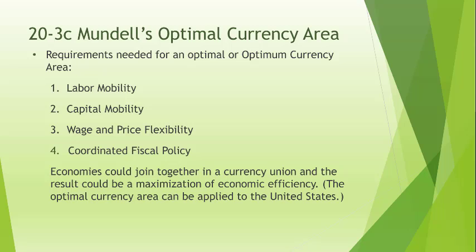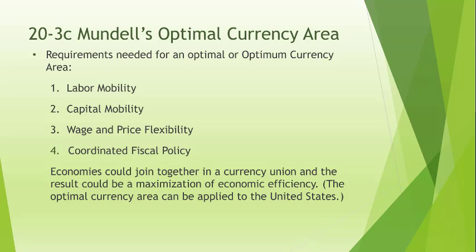Capital mobility. Money needs to be able to move between the areas, for similar reasons as for labor mobility. If there are certain opportunities for growth in a certain area, then money needs to be able to flow from one area to another. So if Texas is booming, we need money to be able to flow into Texas from California and Montana and New York and other places.